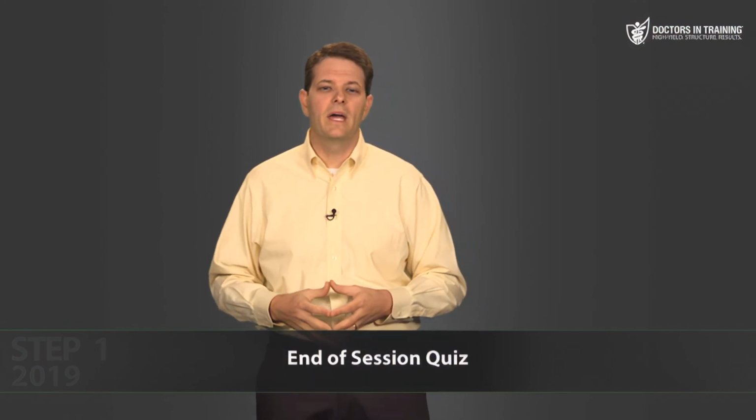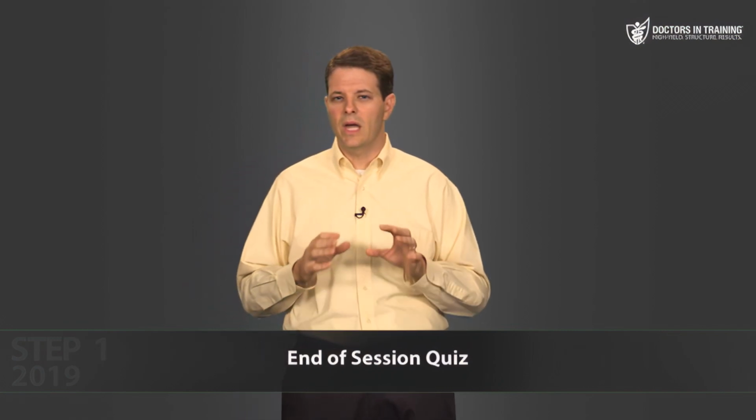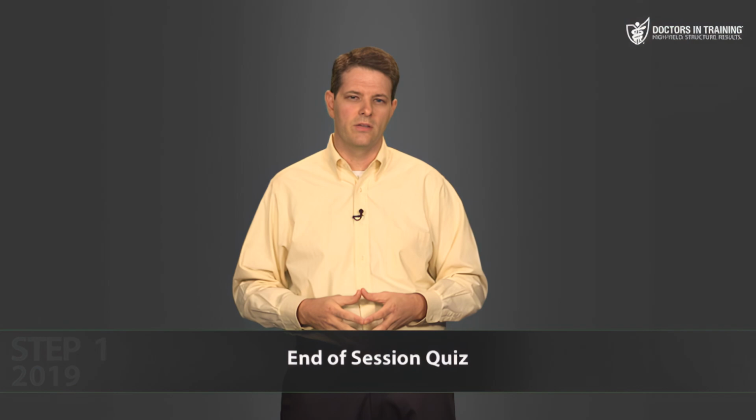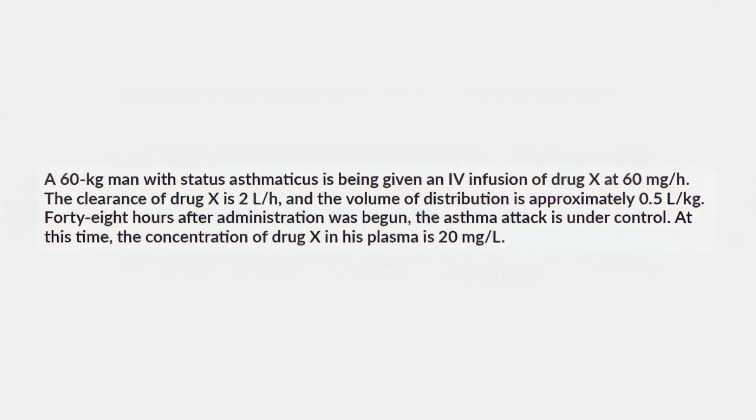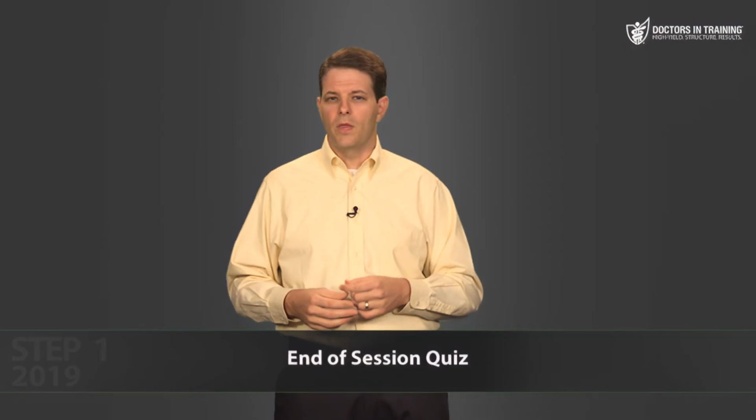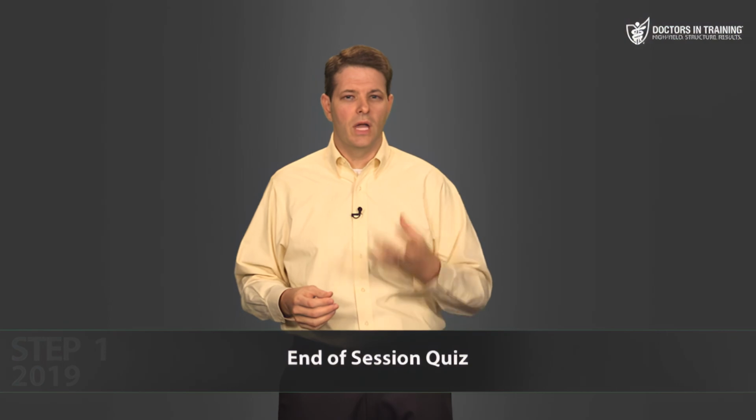So now we're ready to tackle the end of session quiz, which is going to focus entirely on doing calculations with our 4 pharmacokinetic equations. All these quiz questions deal with this scenario. A 60-kilogram man with status asthmaticus is being given an IV infusion of a drug X at 60 milligrams per hour. The clearance of drug X is 2 liters per hour, and the volume of distribution is approximately 0.5 liters per kilogram. 48 hours after administration has begun, the asthma attack is under control. At this time, the concentration of drug X in his plasma is 20 milligrams per liter. So go ahead and try to answer all these questions on your own, and then we'll work through them together.